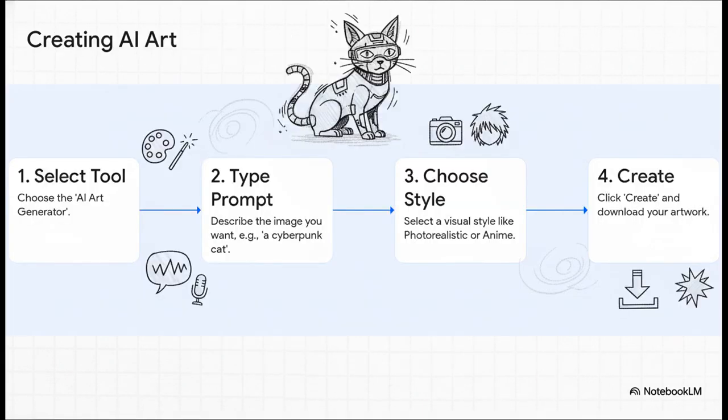And just like the photo restoration, making AI art is an absolute breeze. All you need is an idea. You just type in what you're thinking, like, say, a cyberpunk cat. Pick a style you like, and boom, the AI just goes to work. It's a really fun way to let your imagination run wild without needing to be an artist.